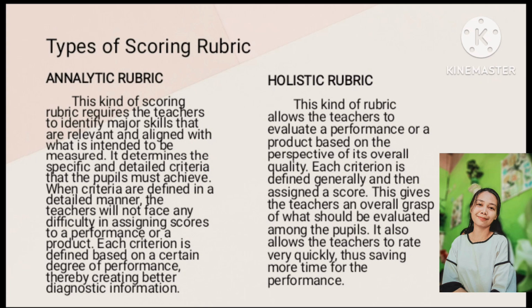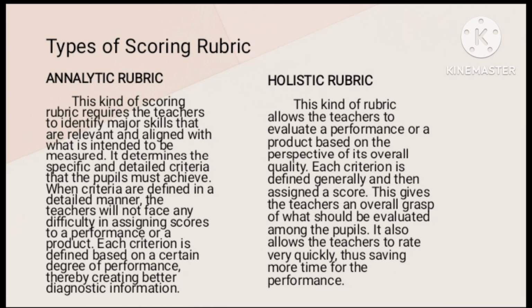Diri naman ta sa holistic rubric. This kind of rubric allows the teachers to evaluate a performance or a product based on the perspective of its overall quality. So makita nimo ang difference nila duha. Each criterion is defined generally and then assigned a score. This gives the teachers an overall grasp of what should be evaluated among the pupils. It also allows the teachers to rate very quickly, thus saving more time for the performance.